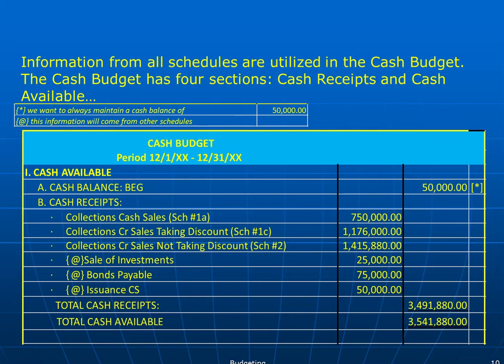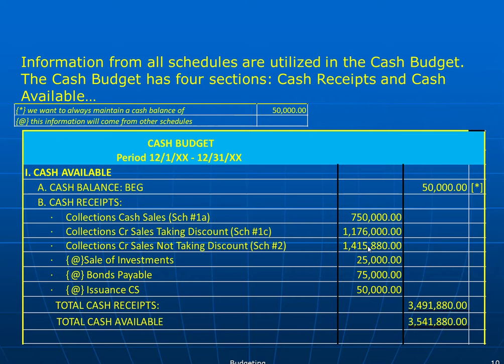Okay, so the first section here is cash coming in, cash available. We have our ending cash balance from the last period, which is $50,000. Then we have cash from operations. Well, cash from operations is going to be collection of sales. So we have, in the month of December, the cash sales we made in the month of December. That came off of Schedule 1A. We have the collections of credit sales taking the discounts for the month of December. That came off of Schedule 1C. And we have collection of credit sales not taking the discount. And that came off of Schedule 2, and that was $1,415,880,000. In other words, this right here is the total amount of cash that we expect to collect from sales, which is essentially from operations.